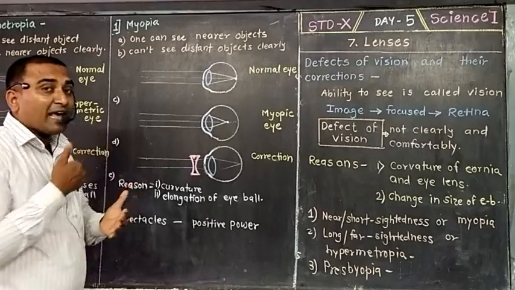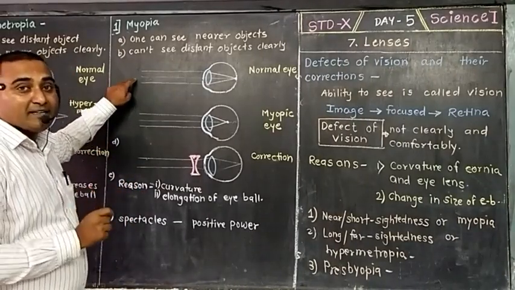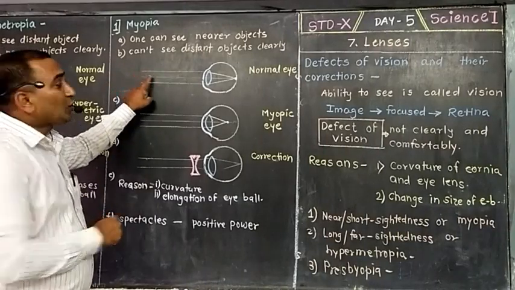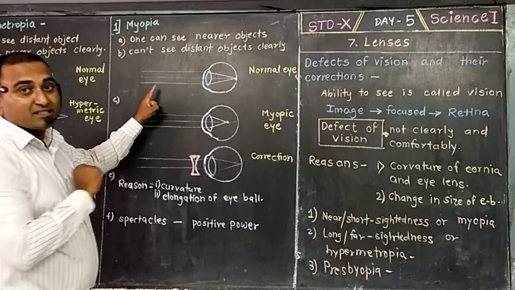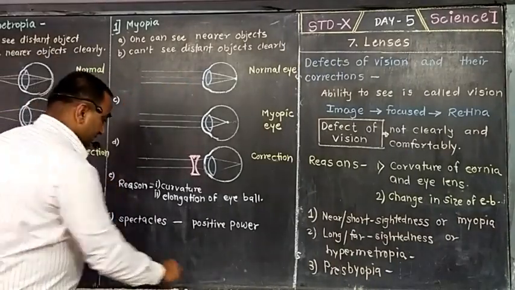But actually what happens within the defect? See, when the far point is not at infinity, it is close. It is close to the eye. Concentrate on this one. When the far point is close to the eye.